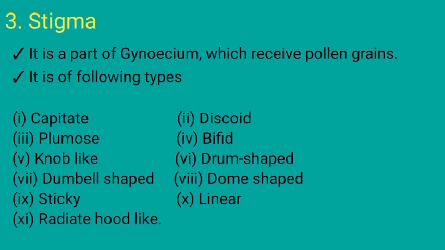The third important part of gynoecium is stigma. Stigma is a part of gynoecium which receives pollen grains. It is of the following types. Stigma may be capitate or discoid or plumose or bifid or knob-like or drum-shaped or dumbbell-shaped or dome-shaped or sticky or linear or radiate or hood-like.